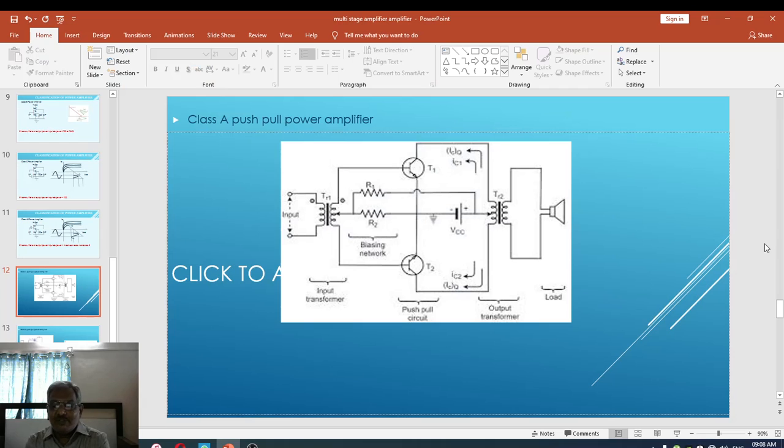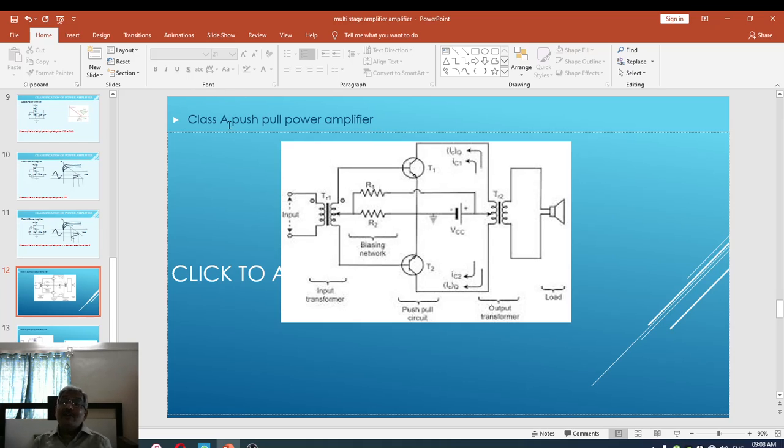So last time we studied the classification of power amplifiers, and today we are going to introduce one type of power amplifier known as the Class A push-pull power amplifier. That is a specialty. Class A push-pull power amplifier.